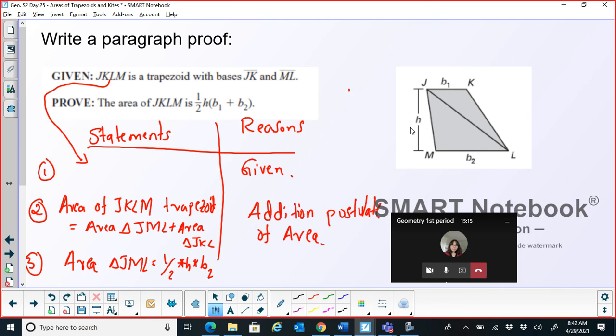This also includes whatever is given in the figure, that is JM equals h, ML equals b2, and JK equals b1. Okay. The reason is the definition of area of a triangle.